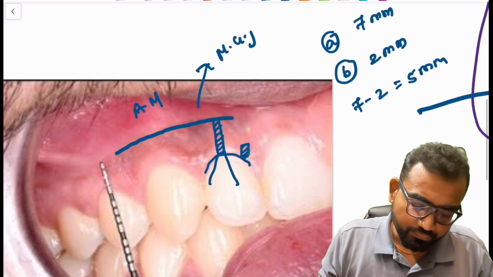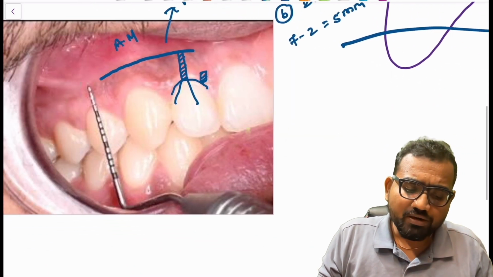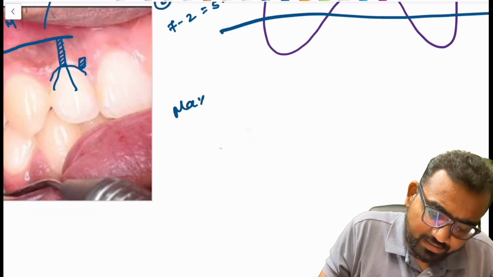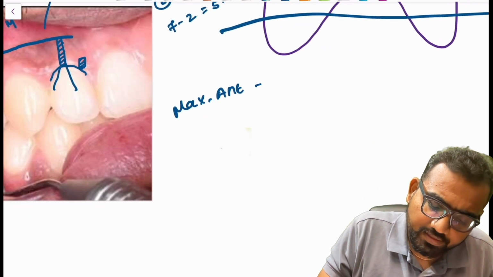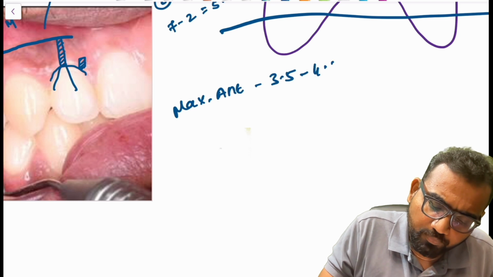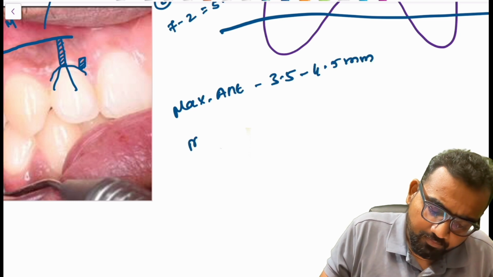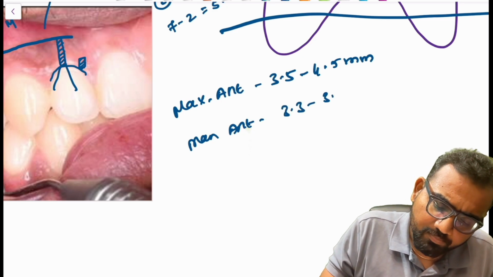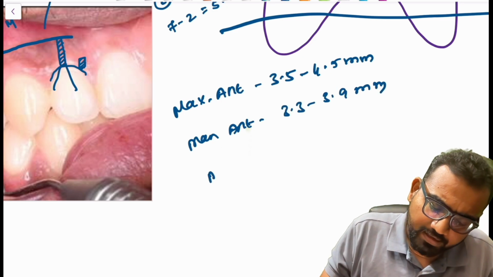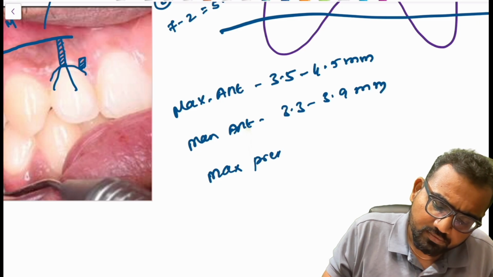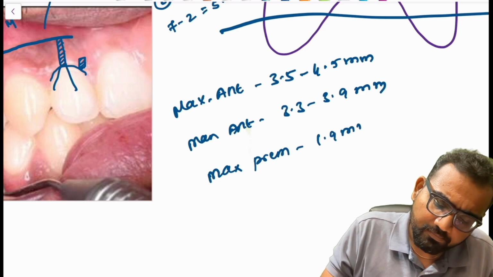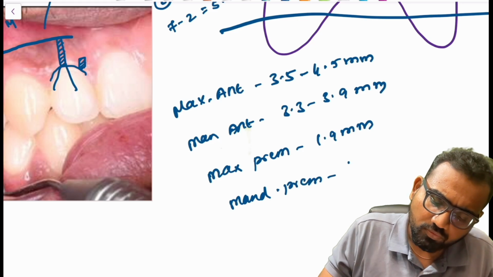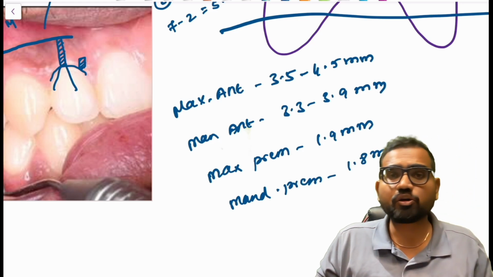Okay, now what are the normal values of width of attached gingiva? Very important. Maxillary anteriors, it is 3.5 to 4.5 mm. Mandibular anteriors, 3.3 to 3.9 mm. Maxillary premolars, 1.9 mm. And mandibular premolars, 1.8 mm. Very important values.